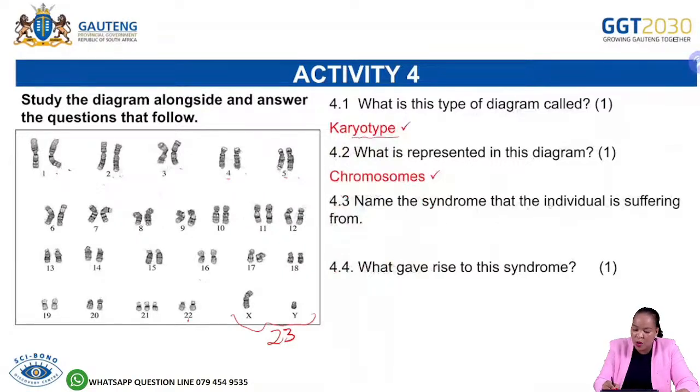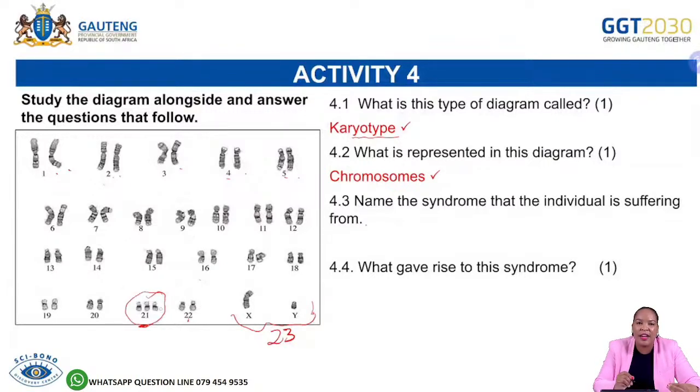Now name the syndrome that the individual is suffering from. Remember what happens when there is non-disjunction and then there is an extra copy of chromosome 21. You see here what is happening. I hope that all of you were able to see this. I wanted to just highlight chromosome 23, but the question is actually on chromosome 21. So you need to read the questions carefully and they will direct you to where you are supposed to go.